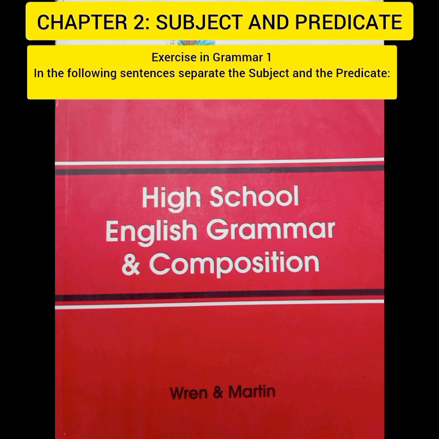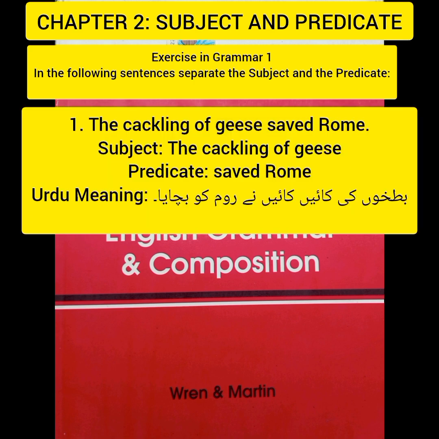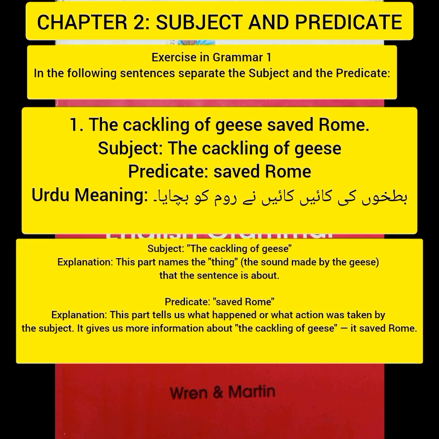Exercise in Grammar 1. In the following sentences, separate the subject and the predicate. 1. The cackling of geese saved Rome. Subject: the cackling of geese. Explanation: this part names the thing, the sound made by the geese, that the sentence is about. Predicate: saved Rome. Explanation: this part tells us what happened or what action was taken by the subject. It gives us more information about the cackling of geese, it saved Rome.